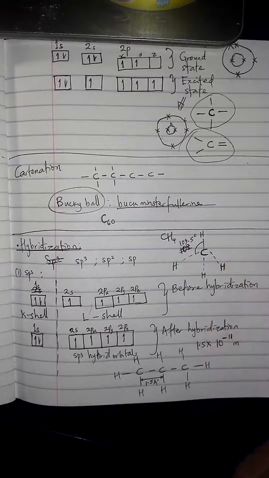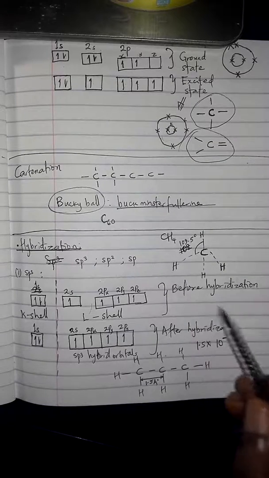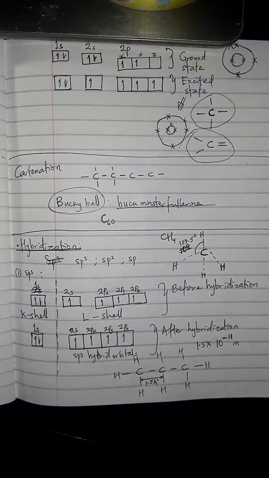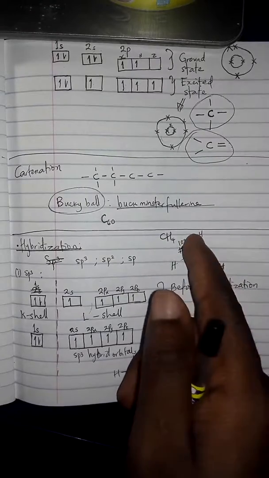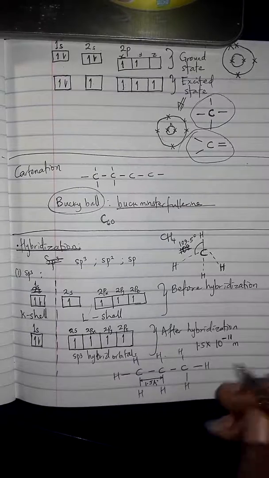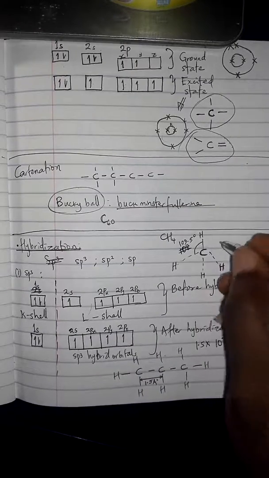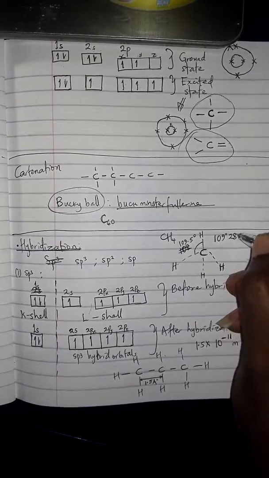So sp3 hybridization leads to the formation of a molecule which is tetrahedral in shape. That's one property. It also leads to the formation of a compound with bond length of 1.5 Angstrom and bond angle of 109.5 degrees. You can also call it this bond angle. It is also 109 degrees and 28 minutes.